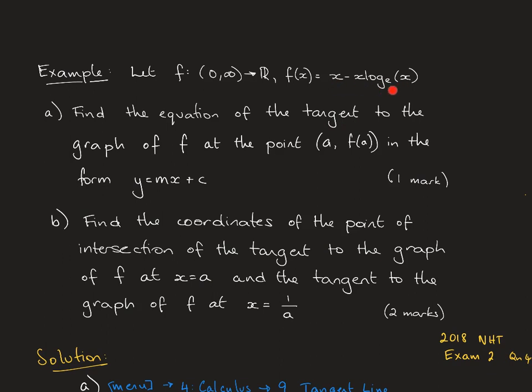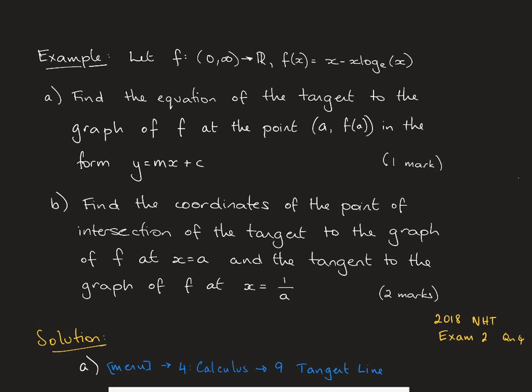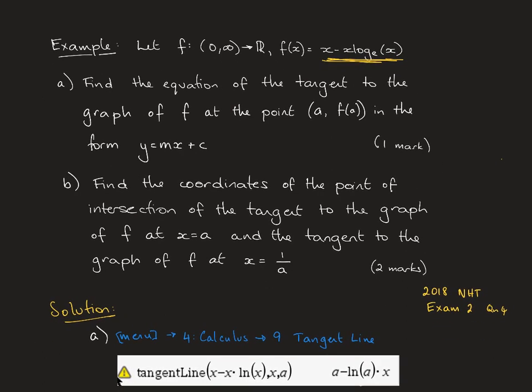We've got a formula here, so we can just use our CAS calculator to get us the tangent line. To do that, we use Menu, 4 for Calculus, 9 for Tangent Line, and we put in the expression for the graph. We're only going to put in the left-hand side for our graph. Now, when we do that, out comes the answer. And this is our answer here.